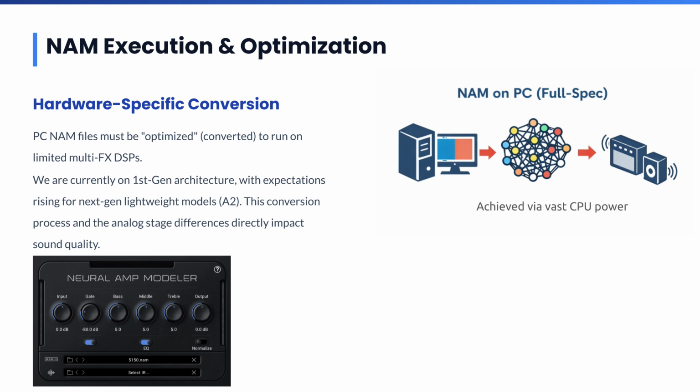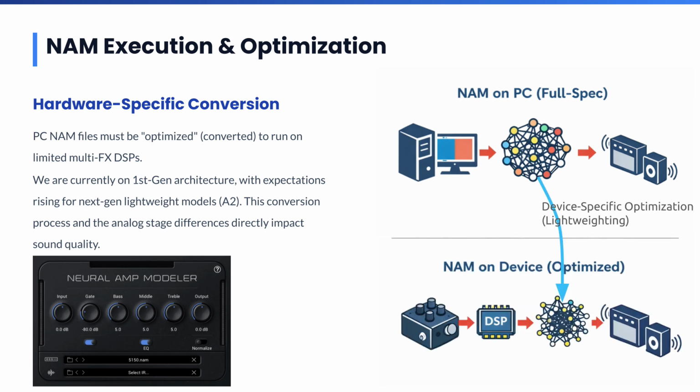NAM was born as high-intensity PC software. It requires massive CPU overhead that most standard multi-effects DSPs cannot handle natively. To make it work, manufacturers must optimize the code for their specific DSP architecture. As of February 2026, NAM is on its Generation 1 architecture, requiring hardware-specific conversion. Future A2 versions promise a lighter algorithm. But for now, the conversion process is where the magic happens.